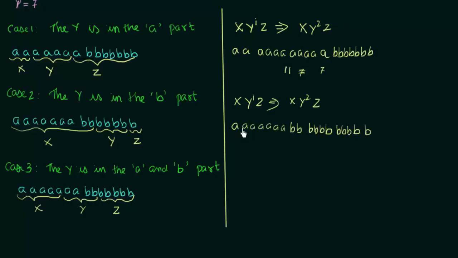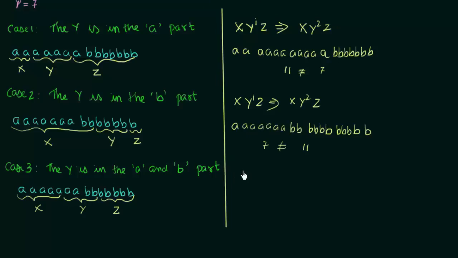1 2 3 4, and then z is only 1 b. Now let's count again how many a's and b's we have. We have 1 2 3 4 5 6 7 a's, and how many b's? 1 2 3 4 5 6 7 8 9 10 11. We have 11 b's. Again, the number of a's and b's are not equal, so even this does not lie in our language.